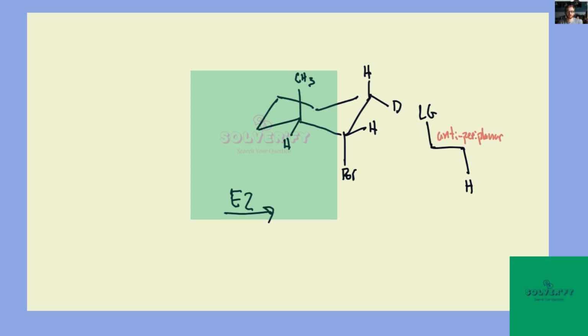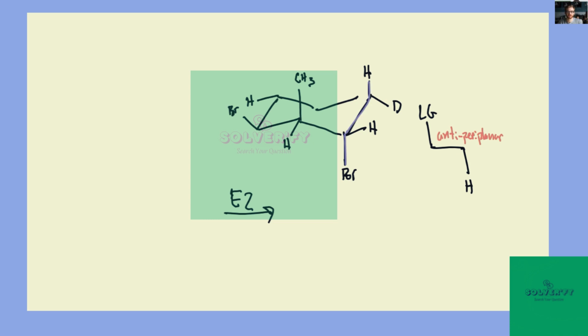If we considered a case in which bromine was equatorial, there are no anti-periplanar hydrogens, or it's not possible for any hydrogens to be anti-periplanar, right? That's not the correct shape, and neither is that. However, we do have the correct shape with this bromine and this hydrogen on the neighboring carbon.